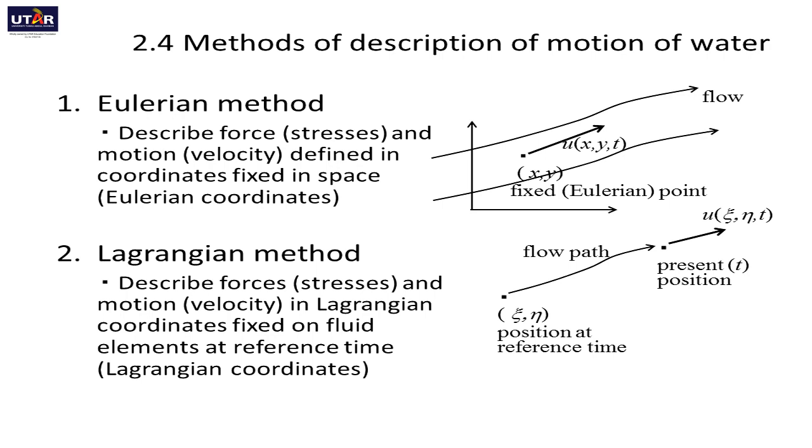The first method is the Eulerian method, in which flow quantities are described as functions of fixed position, say x and y coordinates, and time t. This is what is usually used in hydraulics when the flow is looked at from a fixed observer, like a person standing on the side of a river.